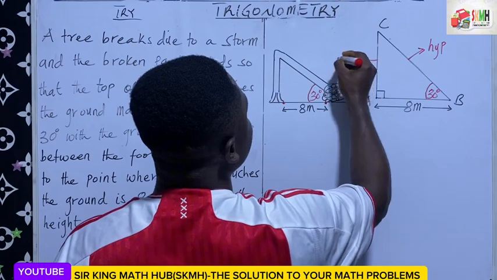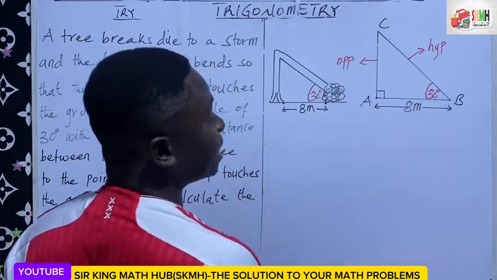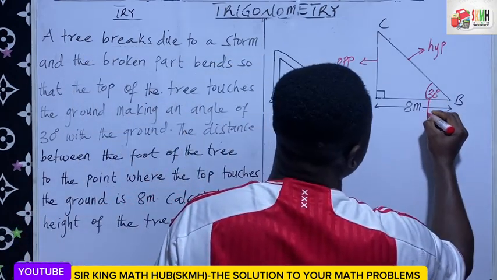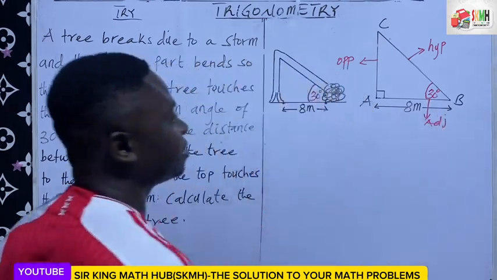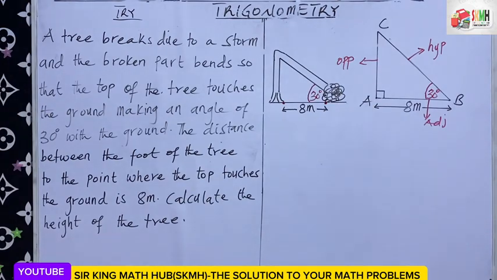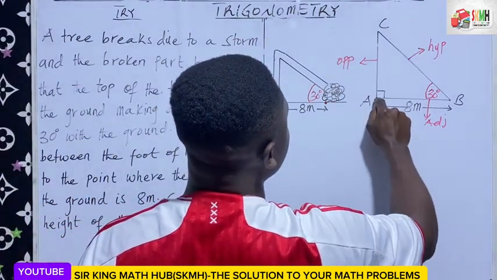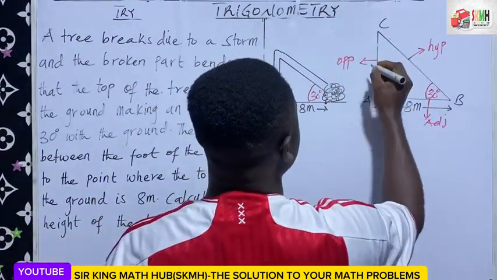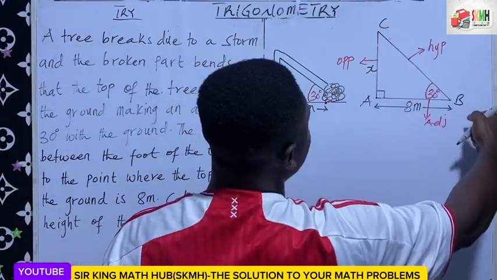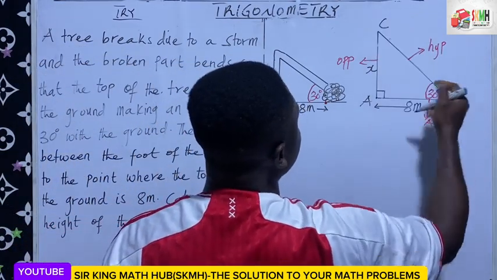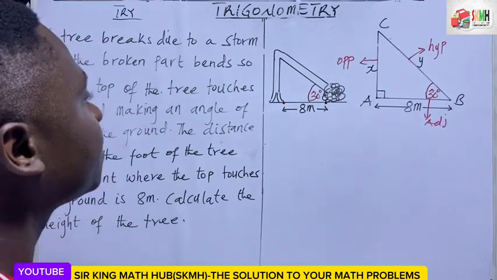This side here represents the opposite, simply because it's the side facing the acute angle, and the remaining side will be the adjacent. So now, to make our calculation easier, I'm representing this height of the tree from point A to C as X, and the remaining height from the bent part to the top of the tree as Y. This will make our calculation very easy.